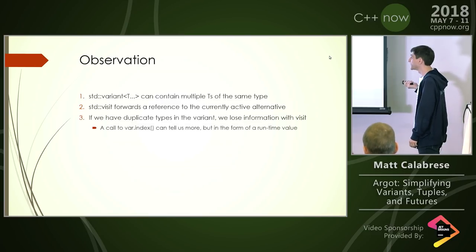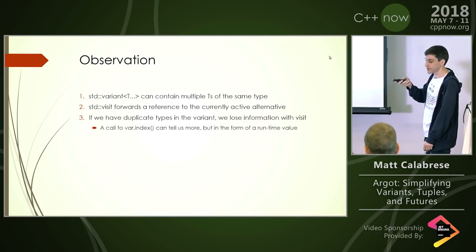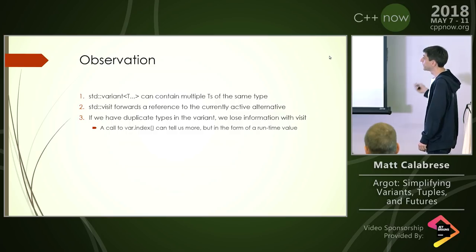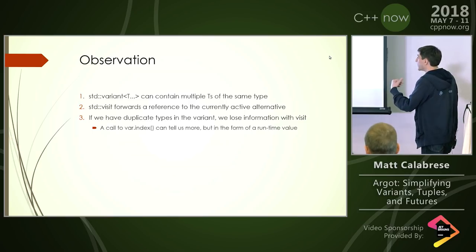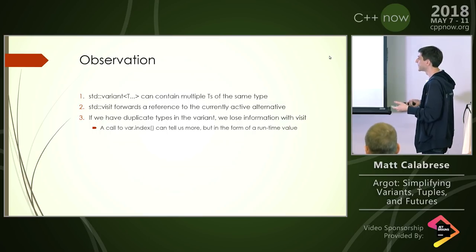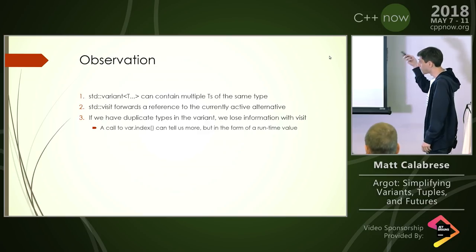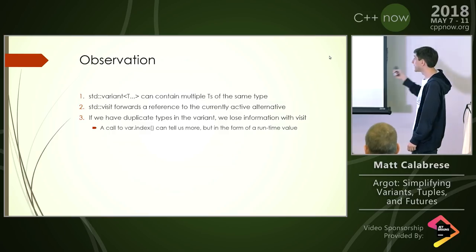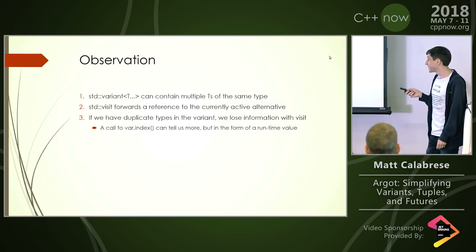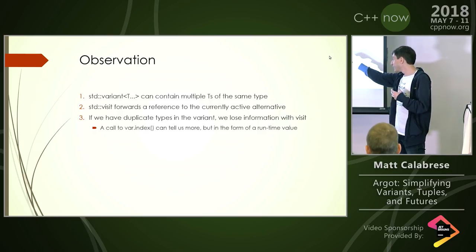But the problem is, what happens if you have duplicate types? What happens if you have an int, a float, and an int in it? Well, when you do a visit operation, you actually lose a bit of information. You might get back a reference to an int, but you lose whether you were at index 0 or index 2. And these can have totally different semantic meaning. If that's not really clear, I'll go into that in later slides and show a practical example of why this fails. And you might think, oh yeah, but it has the dot index function, which gives me back a runtime value. Well, it turns out that that's not enough.